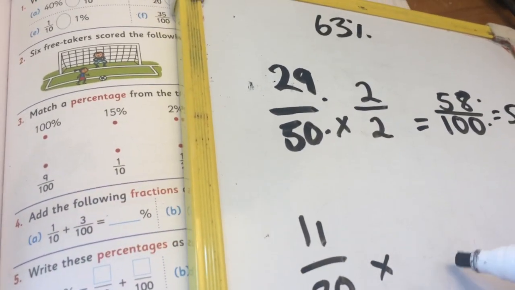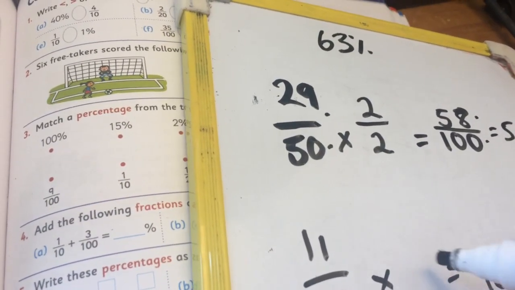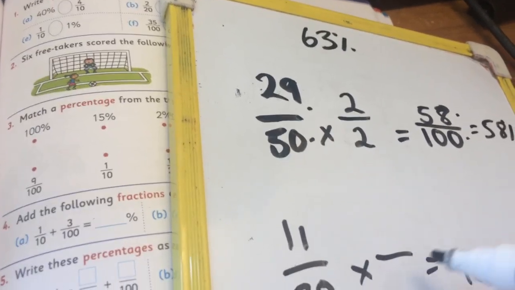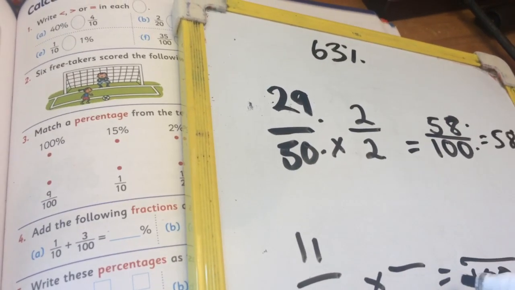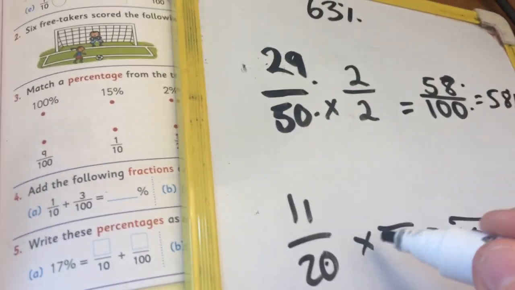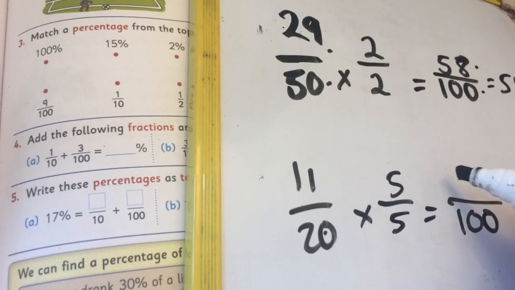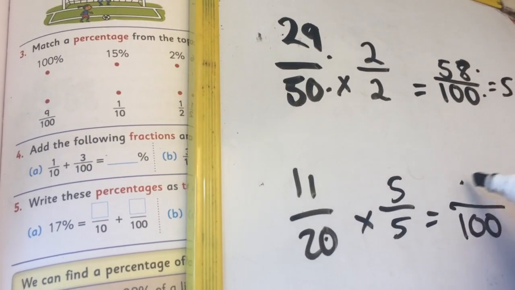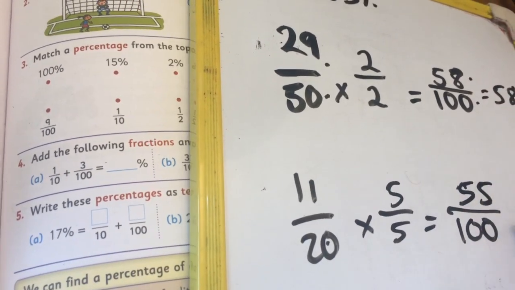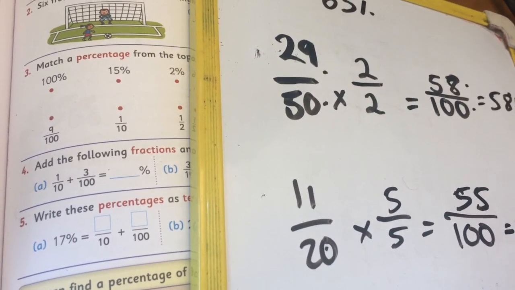What do we multiply it by to get to 100? All right, so 20 multiplied by something equals 100. 20 multiplied by 5 equals 100. So we do the same up here. So 5 multiplied by 11 is 55. So the answer is 55 over 100.